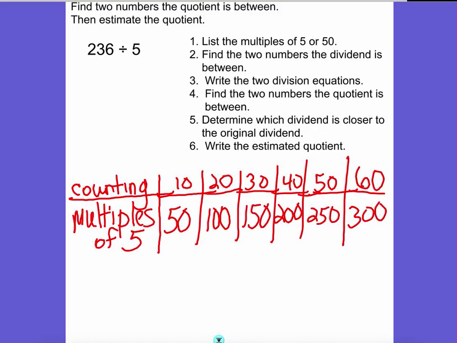So really, you can see we're skip counting by 50. That's why step 1 says list the multiples of 5 or 50. In this case, we would do 50 since we're trying to get up to 236. Now I have to find the two numbers the dividend is between. My dividend is 236. So I look on my list, and 236 is right here.